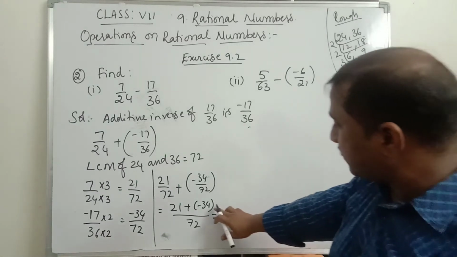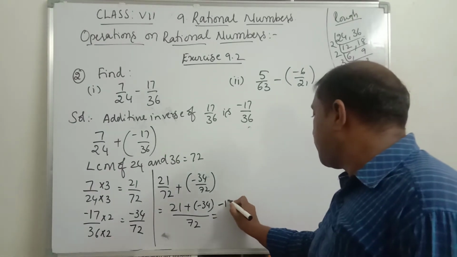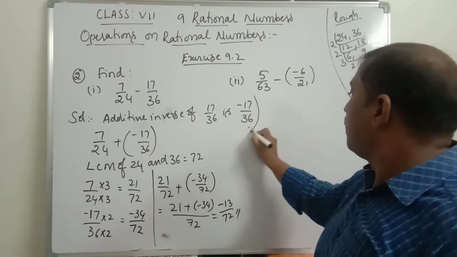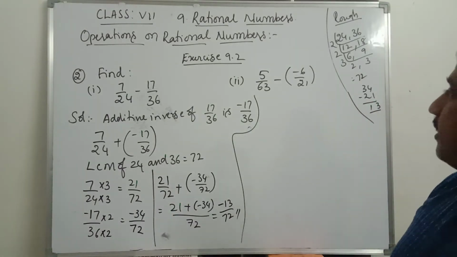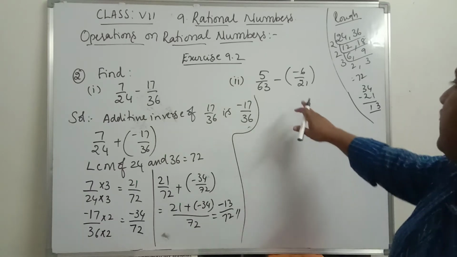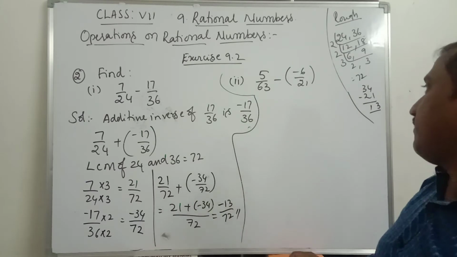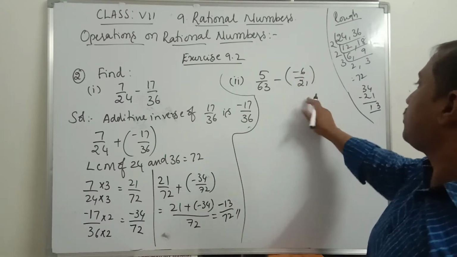Here the greater number is 34, therefore we get minus, and the difference is 13. Minus 13 by 72 is the answer. That is the difference, minus 13 by 72. Next we will discuss the second sum, that is 5 by 63 minus 6 by 21. So here the second fraction, the second rational number, is minus 6 by 21.